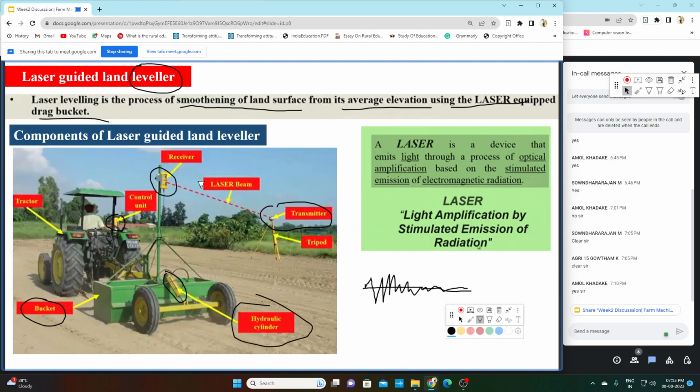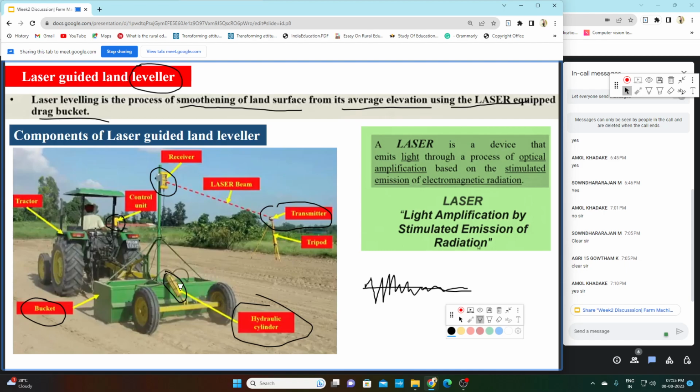it will only receive a signal that is smoother, that is already smoother. It will only receive those signals that are already smoother; other signals it will not receive. When the receiver receives the signal, this signal goes to the control unit. This control unit will have different controls, and it will send a signal to the hydraulic cylinder.